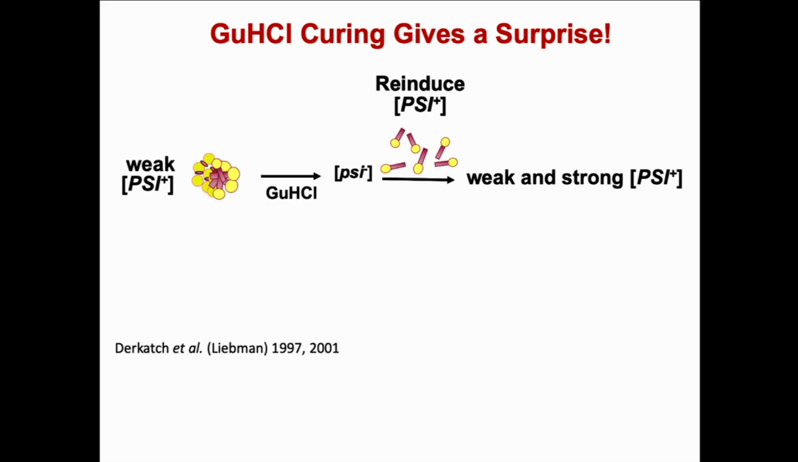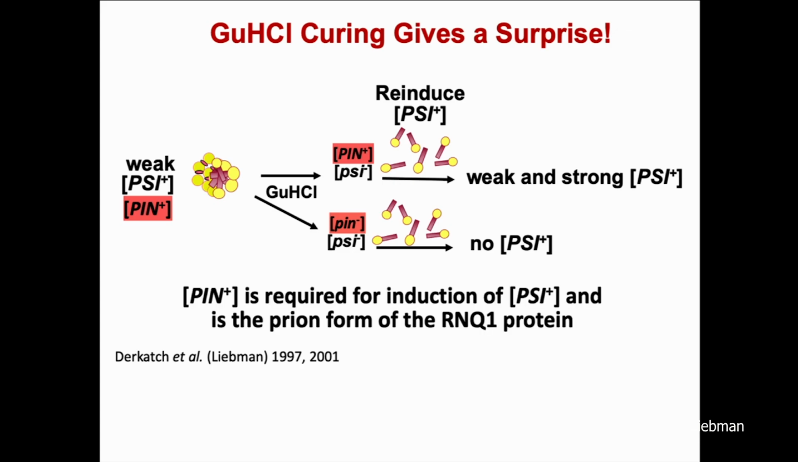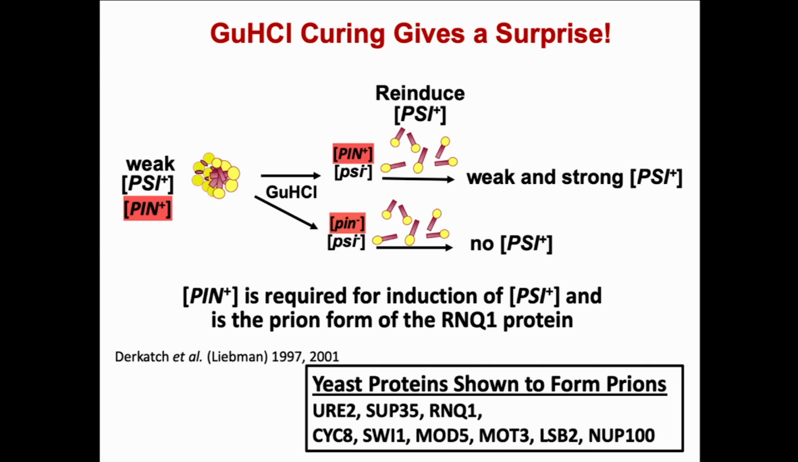However, surprisingly, for some of the psi minus that we isolated, no matter how much we overexpressed SUP35, we could not reinduce psi. Eventually we figured out that was because there was another prion together with psi that was sometimes lost, and then you couldn't induce psi, and was sometimes not lost. So we called this PIN for psi induction, and we found that it was required for the induction of psi, and it was the prion form of the RNQ protein. And we now know that in addition to these yeast prions, there are other yeast prions as well.